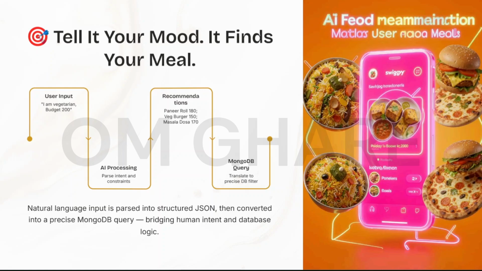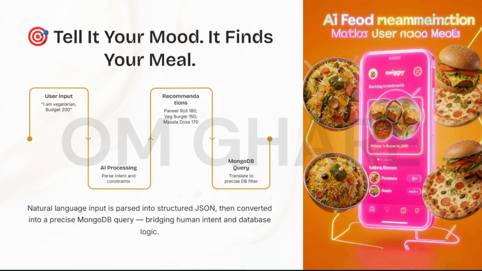The user's request is first sent to the backend. Instead of directly searching the database, the request is forwarded to the Groq LLM. The AI analyzes the sentence and identifies important information such as dietary preferences, maximum budget, cuisine, or any other condition. The backend controller then reads the JSON and converts it into a MongoDB query. MongoDB searches only those dishes matching the user's requirements and returns personalized recommendations.